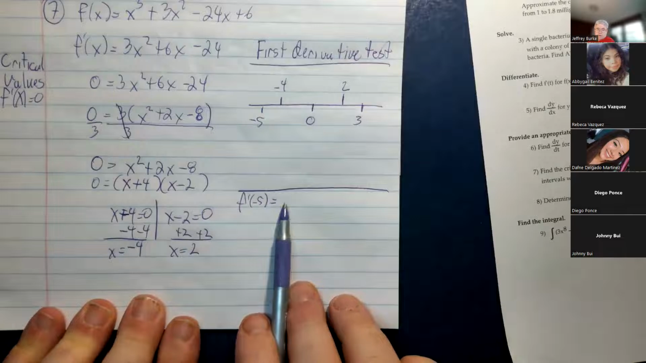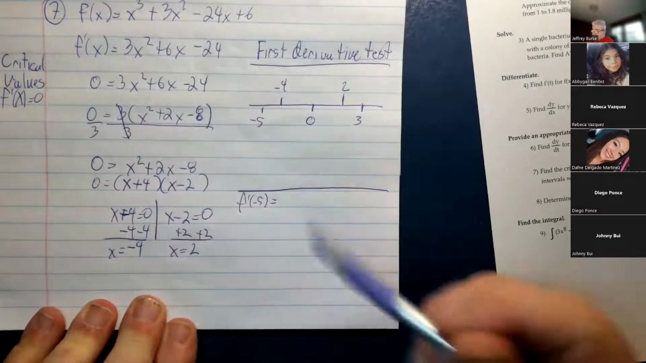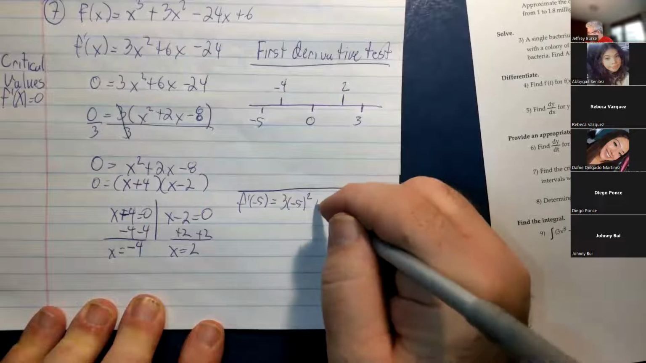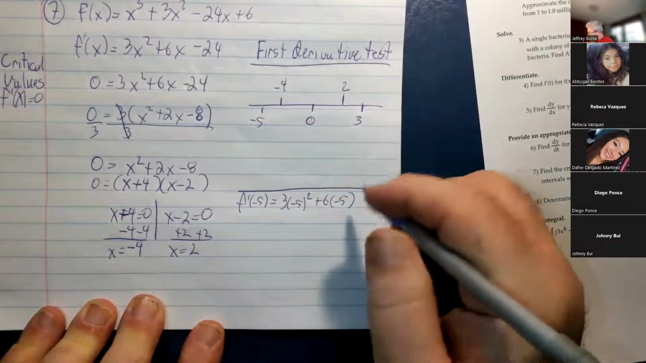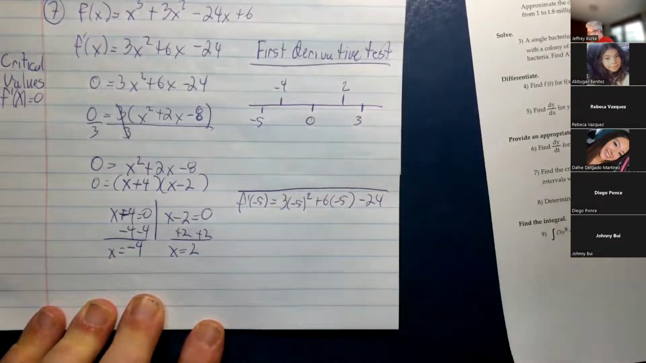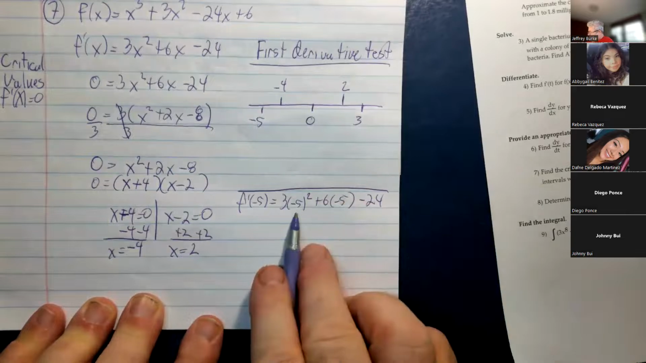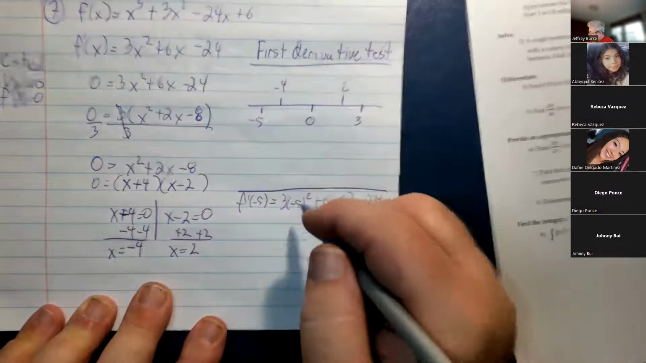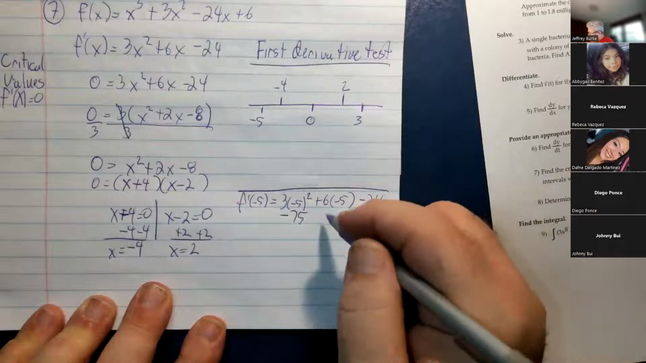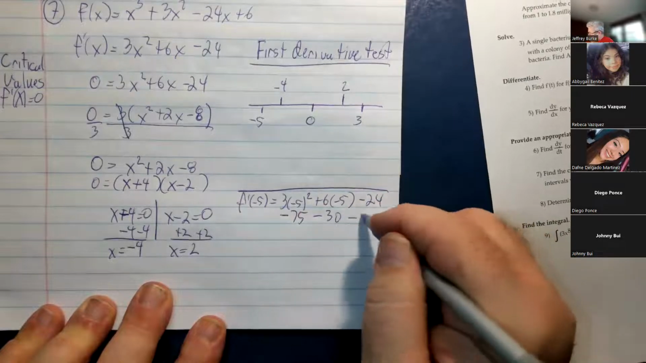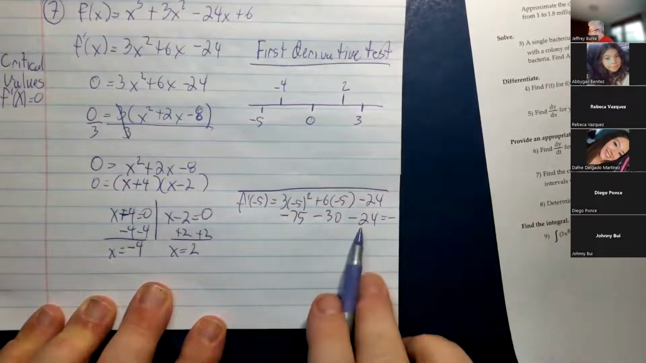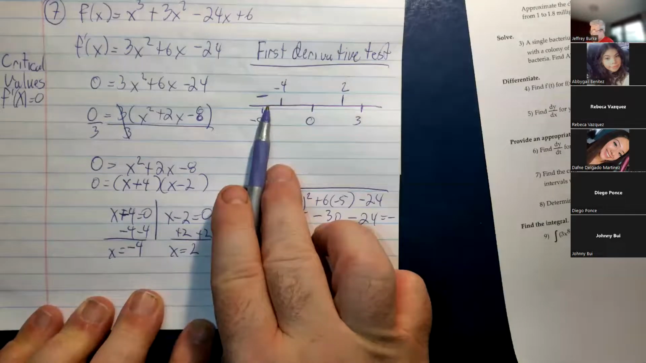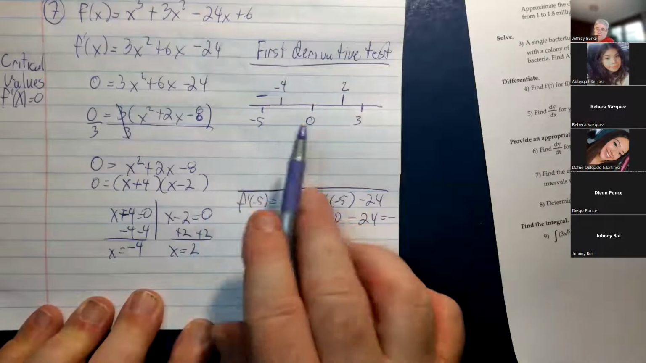So I'm going to go with the original function. That's going to be right here. It's going to be 3 times -5 squared plus 6 times -5 minus 24. So -5 squared. Now you can put this in your calculators, and most people have calculators for this. This is going to be -75. This is going to be -30. This is going to be -24. This is clearly going to be negative. So this function is most definitely decreasing all the way down to -4.